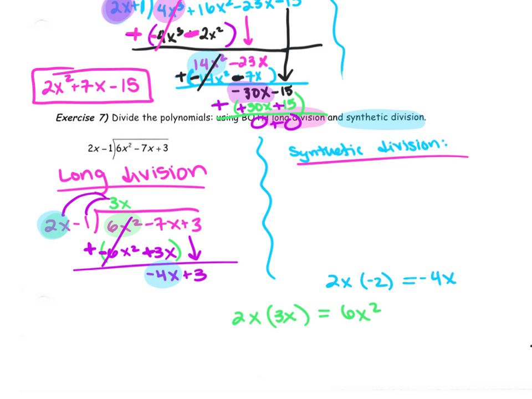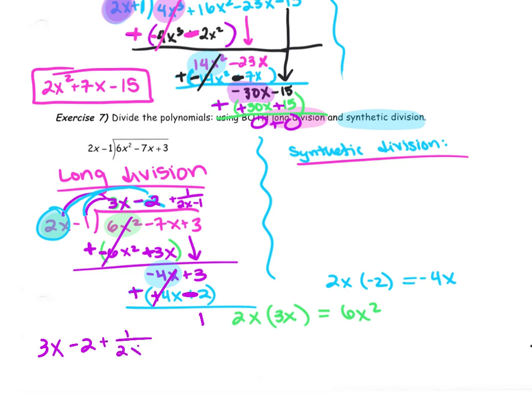Well, that's negative 2. So we have minus 2, and we need to redistribute it. So negative 2 times positive 2x is negative 4x, and negative 2 times negative 1 is positive 2. We need to distribute that negative. And here we go, these terms cancel. We're left with 1 as our remainder. So we have 3x minus 2 plus 1 over 2x minus 1. That's my final answer, so I'll write it down here: 3x minus 2 plus 1 over 2x minus 1.